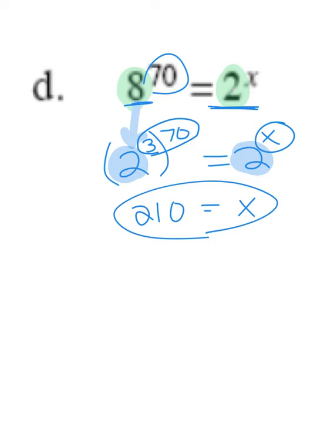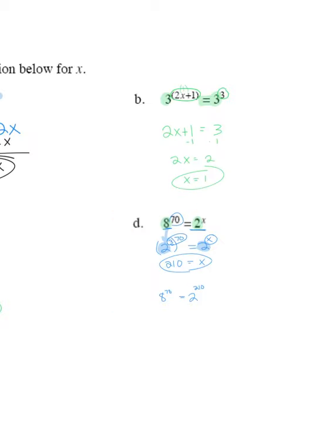You can check your answer. In a calculator, you can do 8 to the 70th and see, does that equal 2 to the 210th. So the goal is to take the base that is not a prime number and bring it down to match the base of the other part of the equation and use an exponent to get back to the same original number you had before.